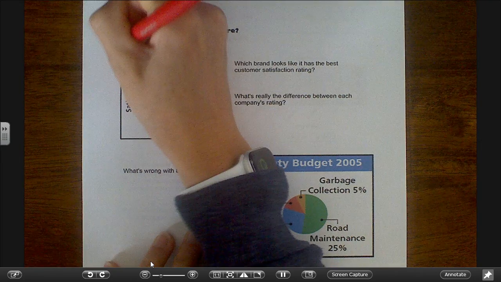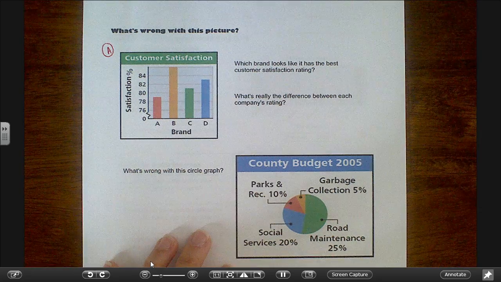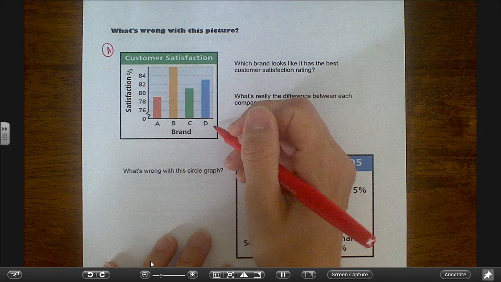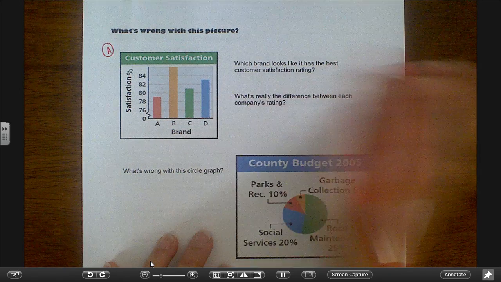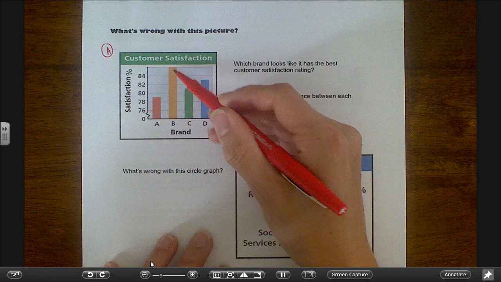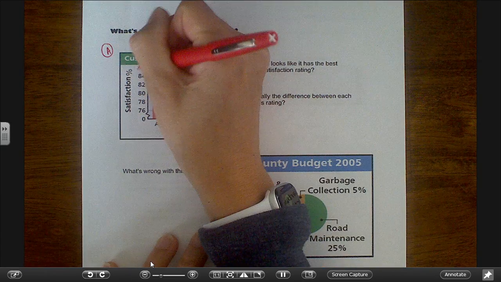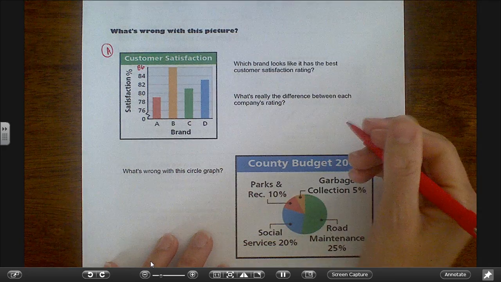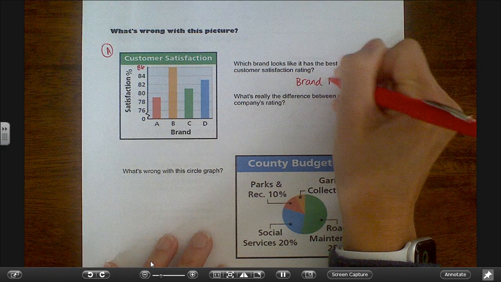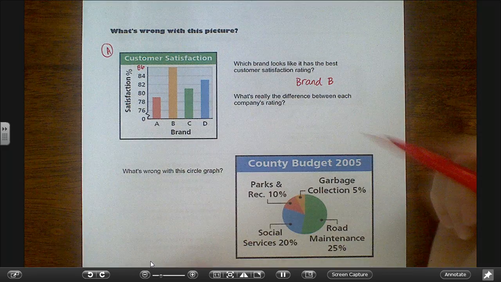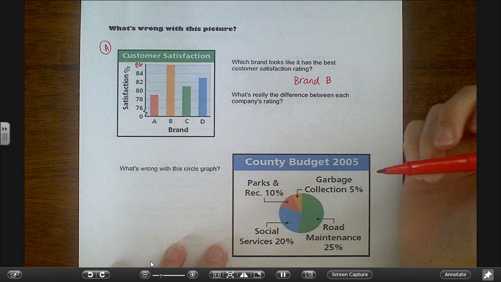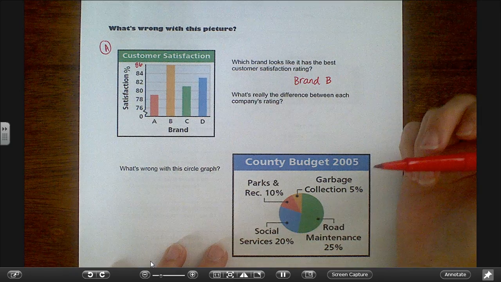With this one, this is customer satisfaction. The satisfaction percentage is on the y-axis, the brand is on the x-axis. And it says, which brand looks like it has the best customer satisfaction rating? Well, the highest percentage here, this would be at 86, if you didn't label the top, would be B. And it looks like B blew these others out of the water, right? Like, oh my gosh, B is so much better than A and C and D.